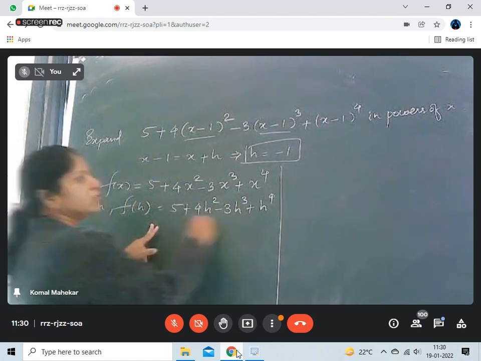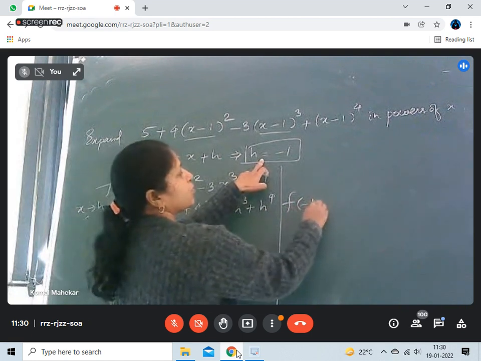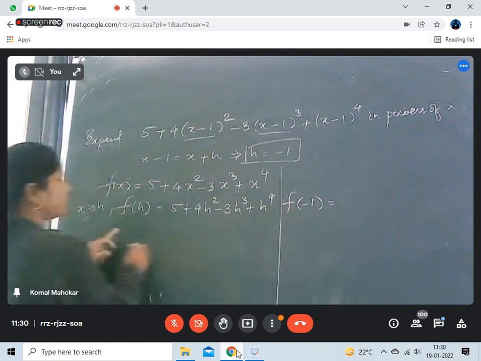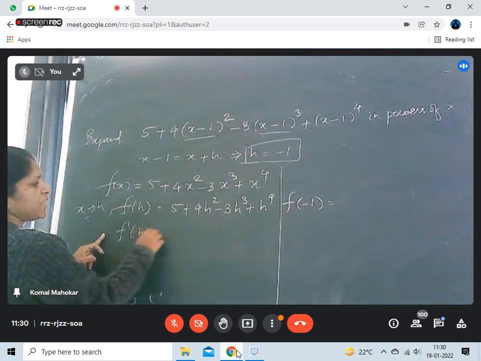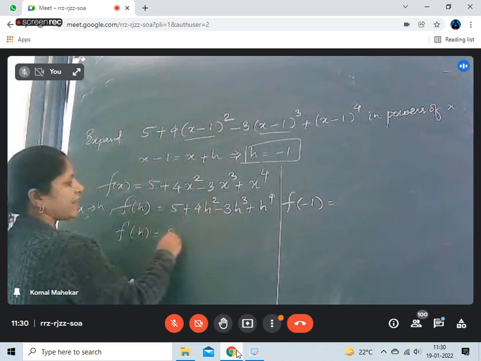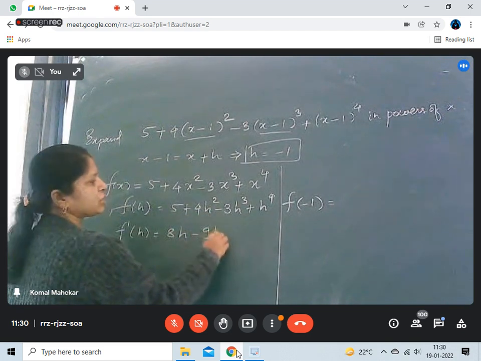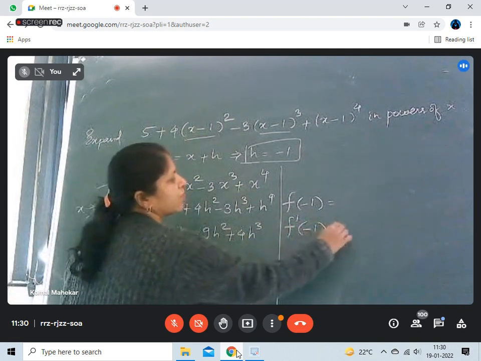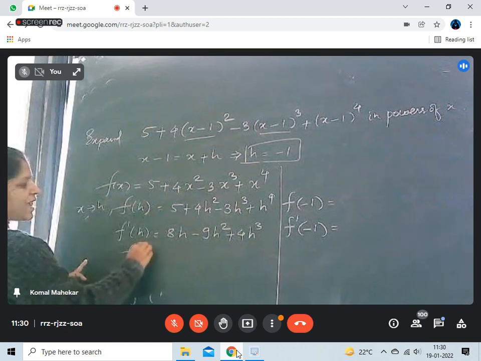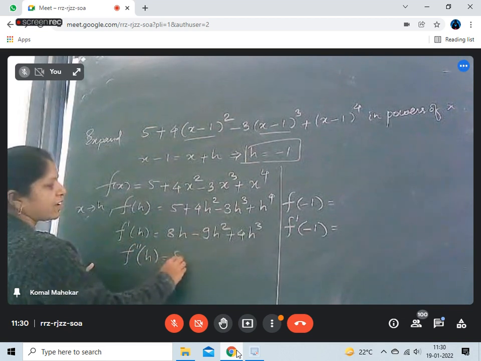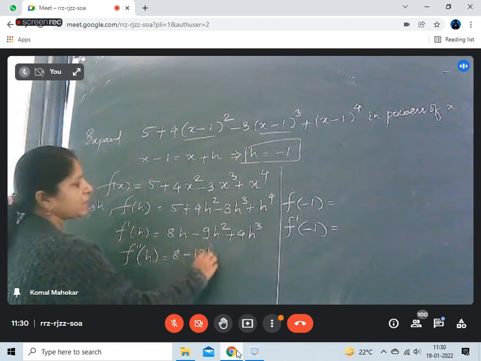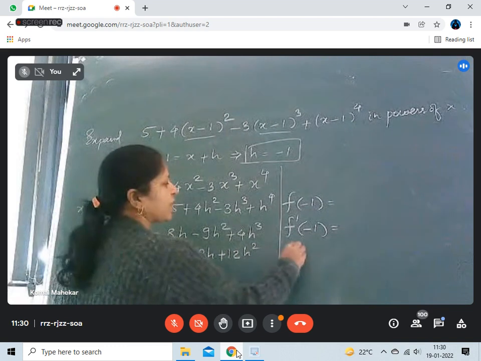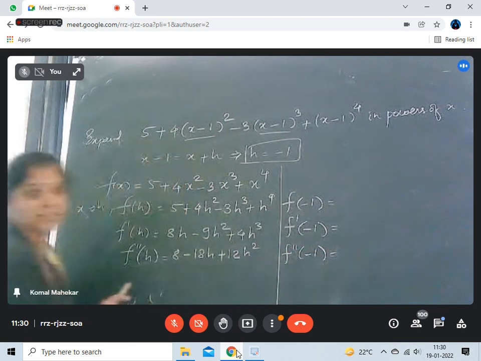Plus the value of this function at h equal to minus 1. So carry out this calculation. Find f of minus 1. Then f dash of h, the derivative. For this, it is 0, plus 8h minus 9h square plus 4h cube. Then the value of this derivative at minus 1. F double dash of h, that is 8 minus 18h plus 12h square. Value of this second derivative at h equal to minus 1.